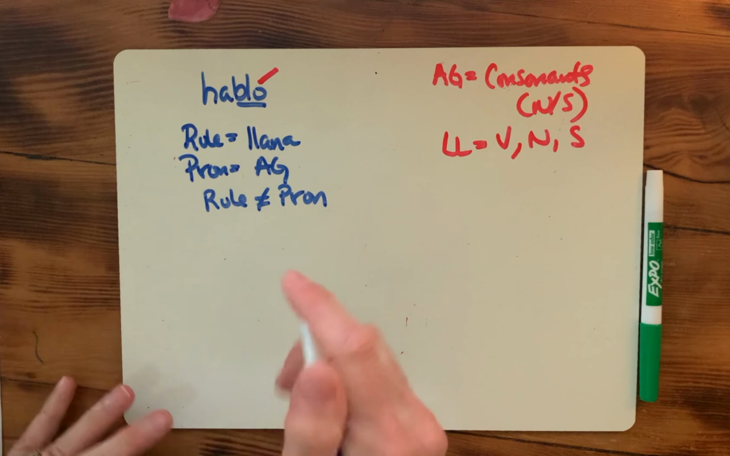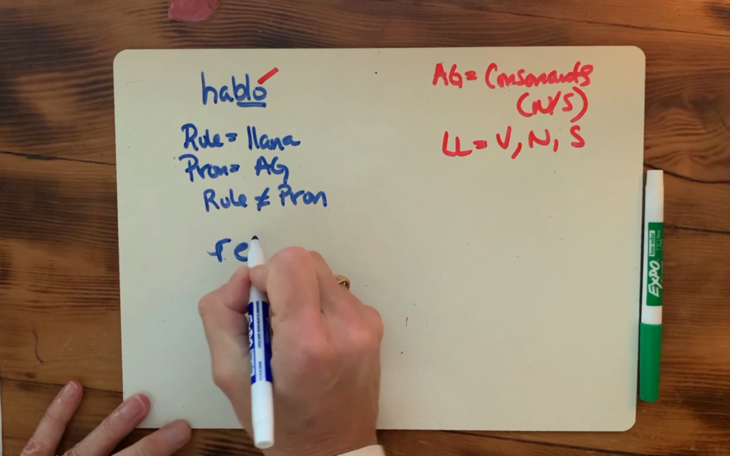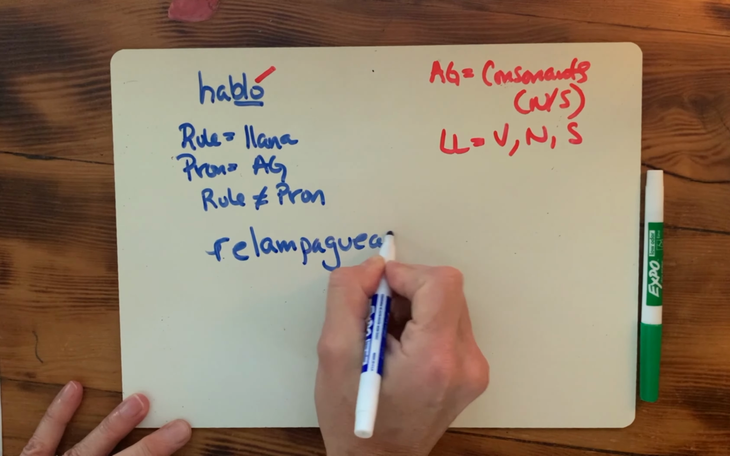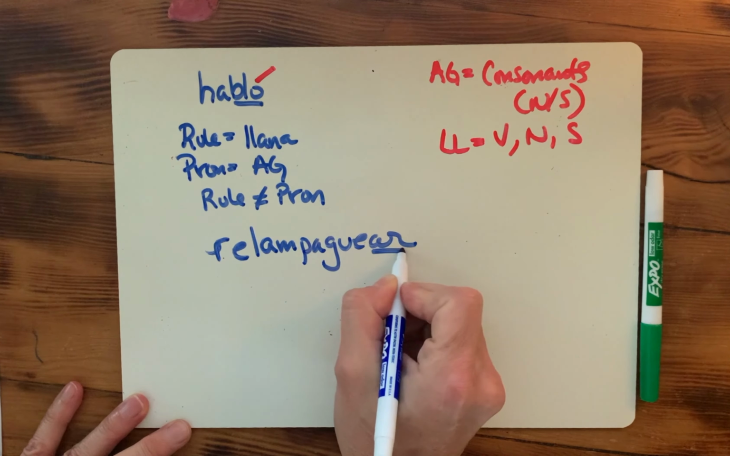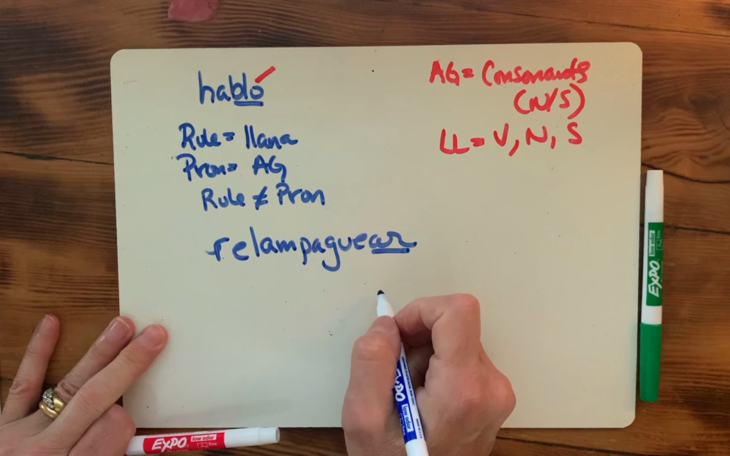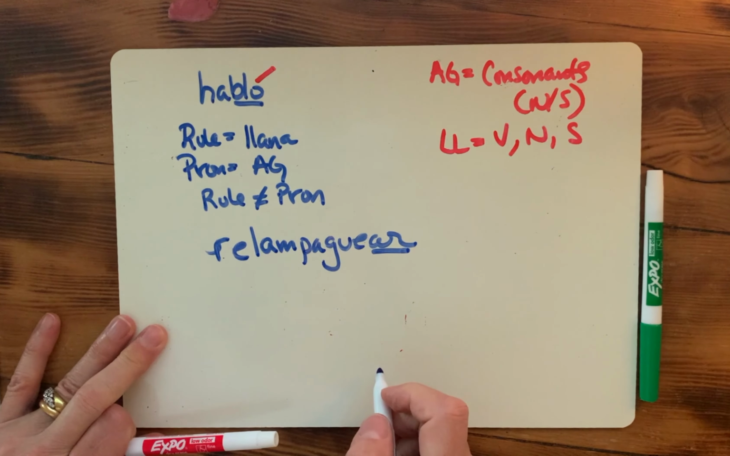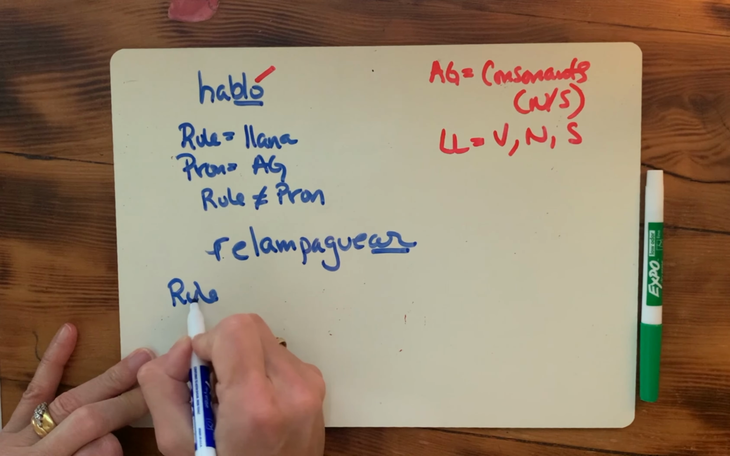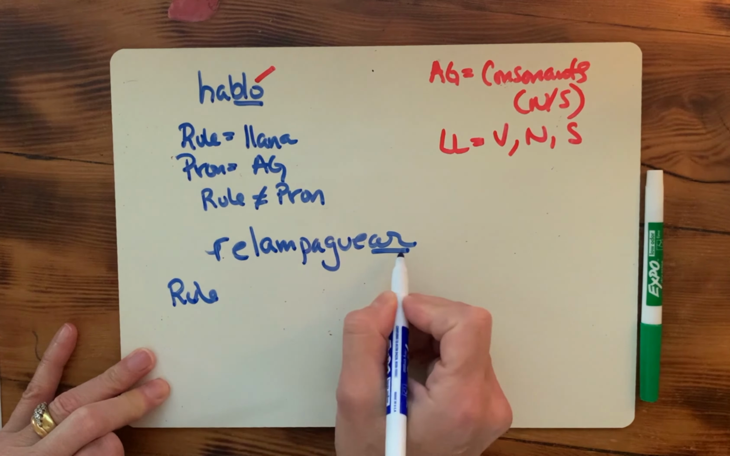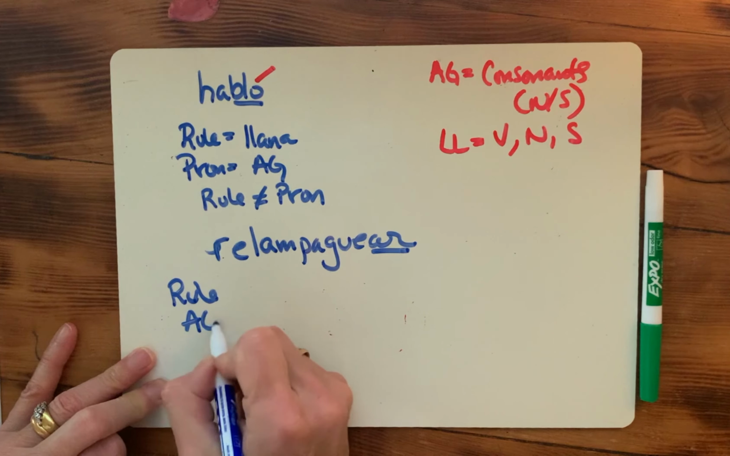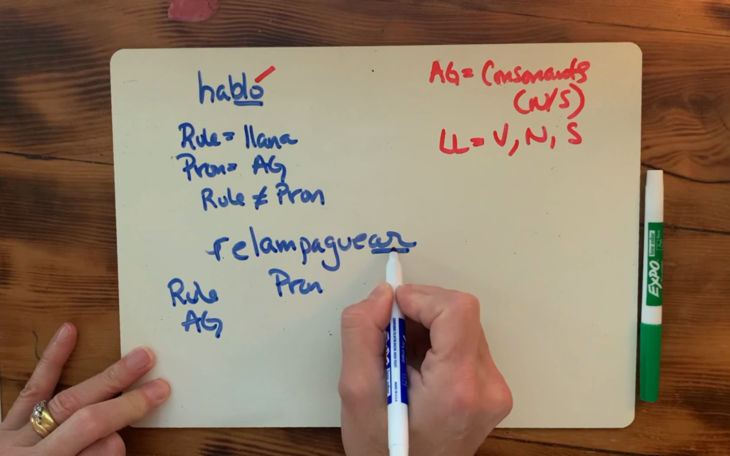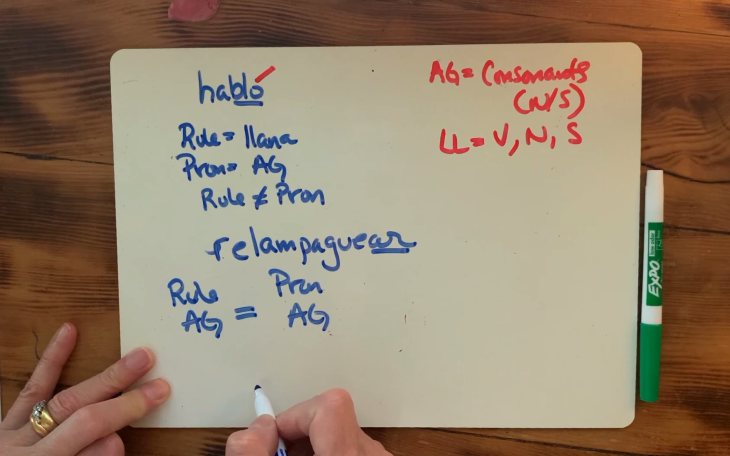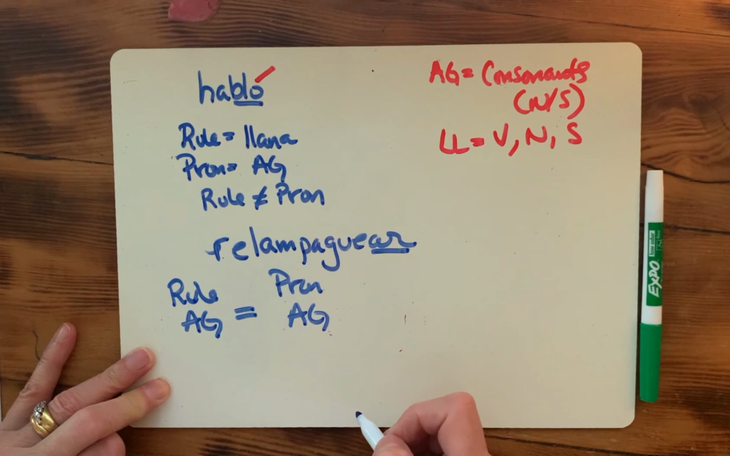The other example I have in the notes is relampaguear. It's an aguda. The underline is showing where the stress falls. What does the rule say? The rule says it is an aguda. The pronunciation says it's also an aguda. Because the two match, we do not need an accent anywhere here.